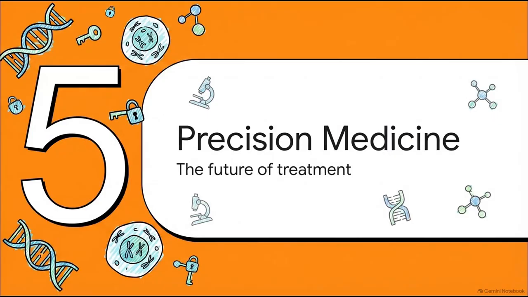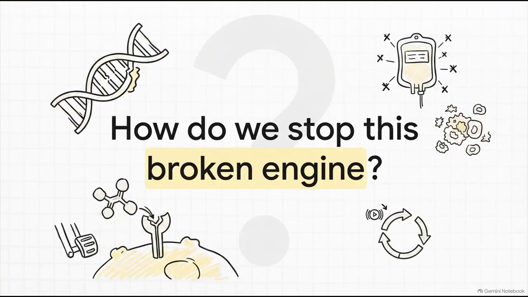Finally, Section 5, the promise of precision medicine. This is the future of treatment. And now we arrive at the most exciting part of this whole explainer. We understand the problem, so let's look at the solution. How do we actually stop this broken genetic engine? I mean, if cancer is driven by specific genetic mutations jamming the gas pedal and cutting the brakes, how do we go in and fix it?